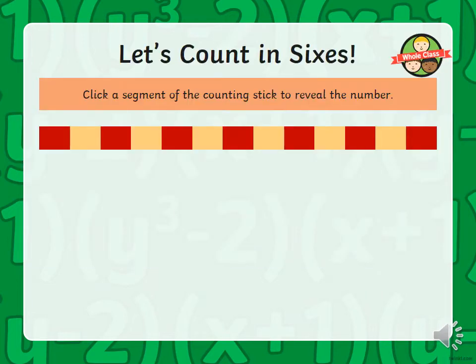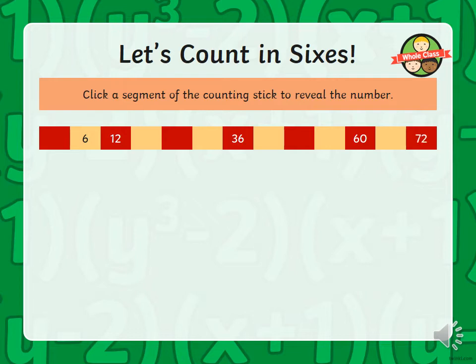Okay, click a segment of the counting stick to reveal the number. So I will do that. So what do you think comes before it? Good. What do you think comes in this block? In the 4th dark red block or maroon block? Well done, 36. What do you think comes in the 6th red block? 60. What do you think comes in the last red block?